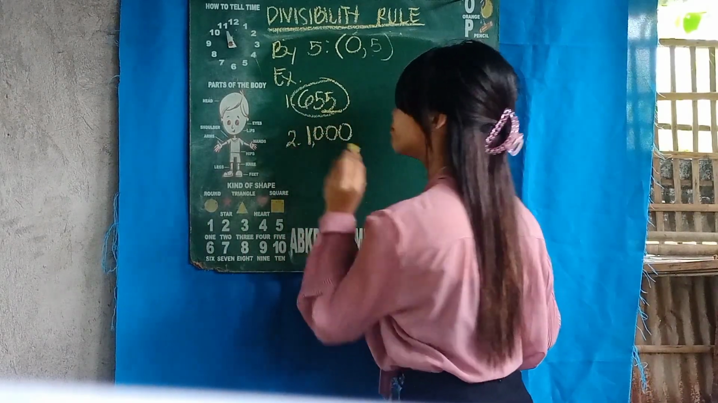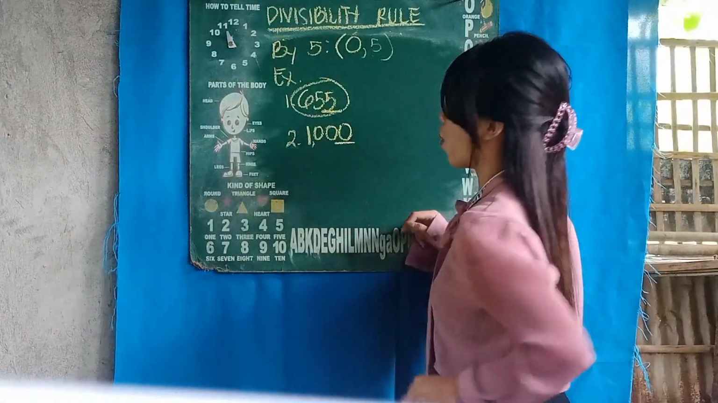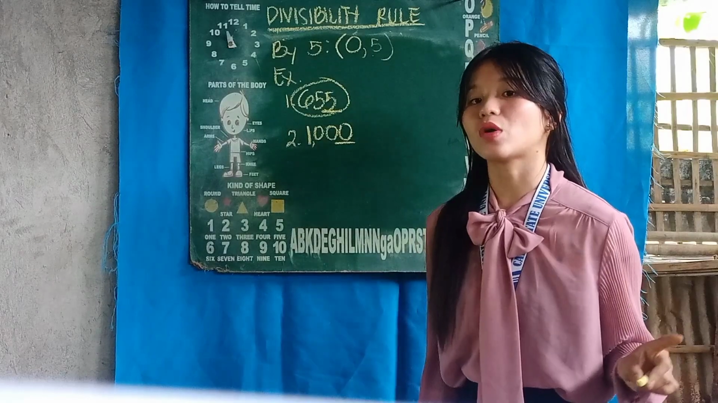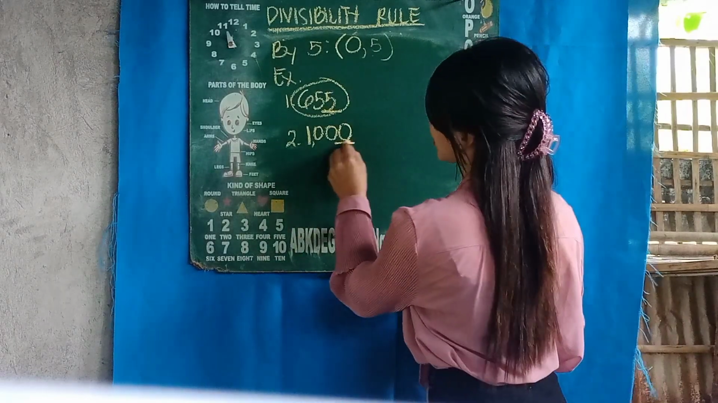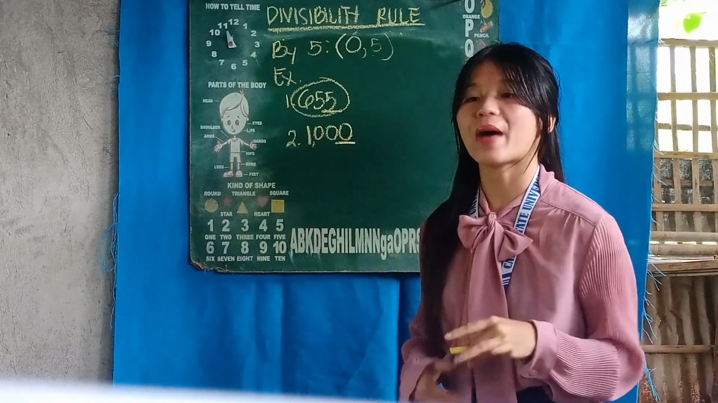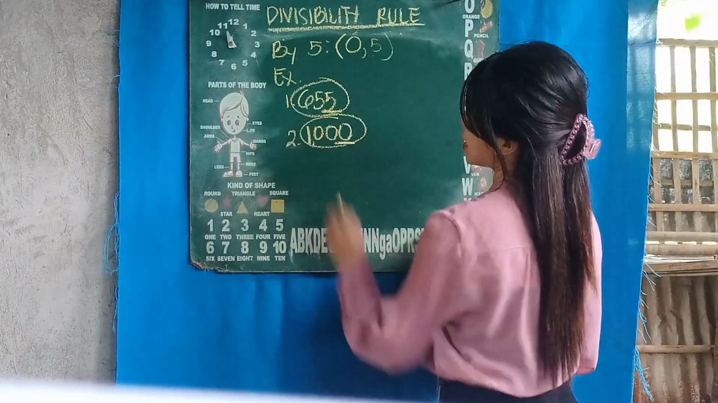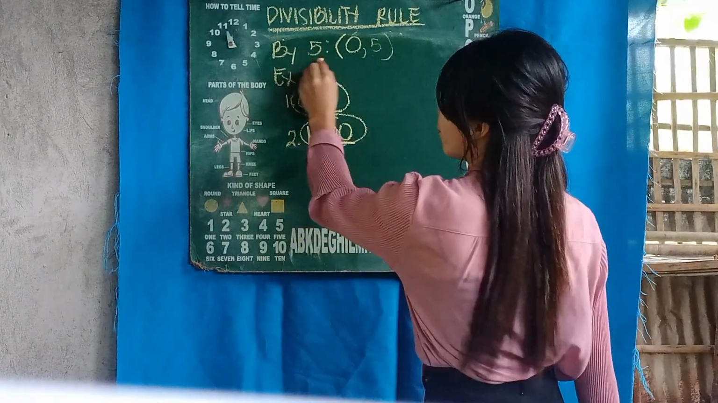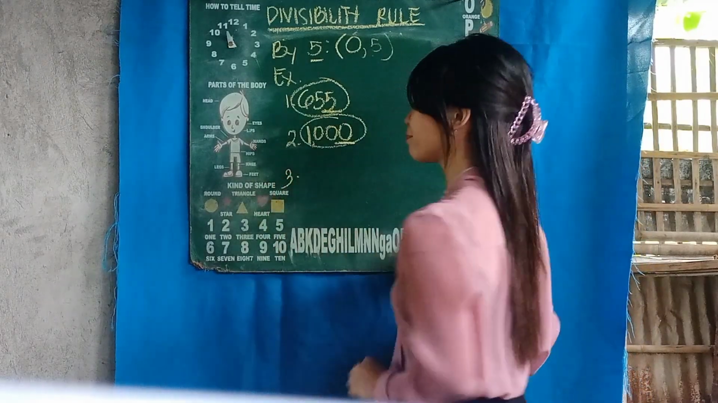1,000. What is the last digit of the number? 0. 0 is also divisible by 5 because, always remember, 0 is always divisible by any number. So it means 1,000 is divisible by 5. Let's have another example.